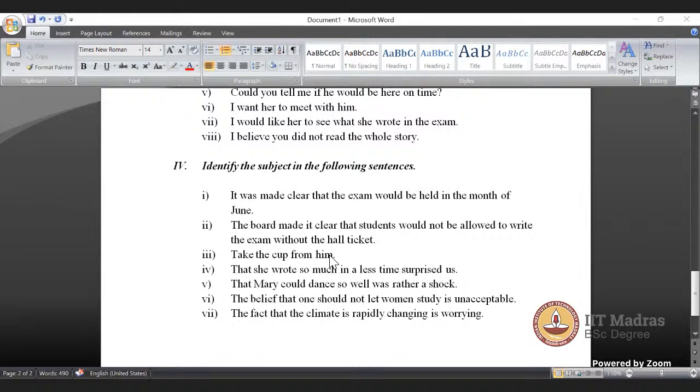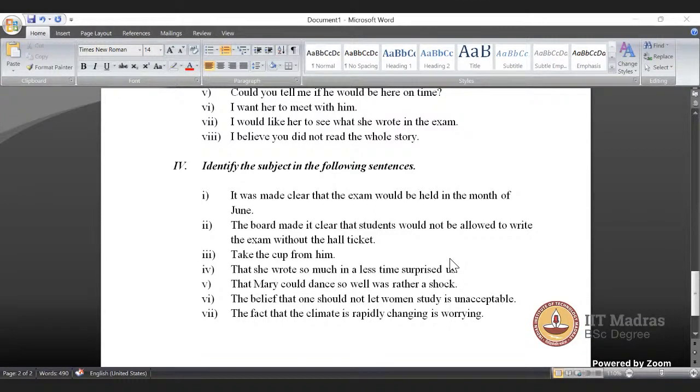Now the third one, take the cup from him. Take the cup from him. You don't have the... Yes, right. No, not the cup. The subject here is you, right? This is an imperative sentence. Take the cup from him. This one does not have an overt subject like you see in the first two, but definitely has an implied subject, and that subject is you. Okay, you take the cup from him.